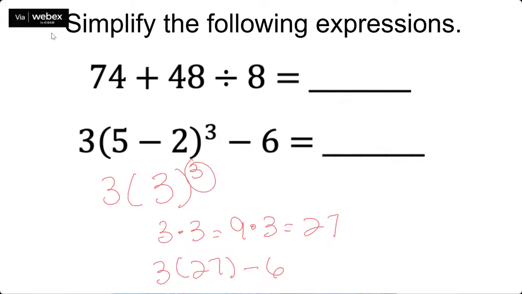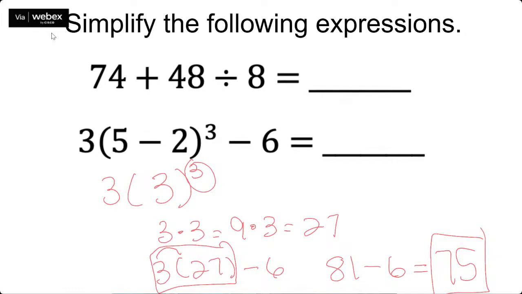Perfect. Okay. Now I need to multiply 3 times 27. Correct, everybody? So let's do it. 27 times 3 equals 81. So when I multiply these, I get 81 minus 6. I think my 75 people were correct. 81 minus 6 equals 75. 75 was the answer. Let me know what you think.